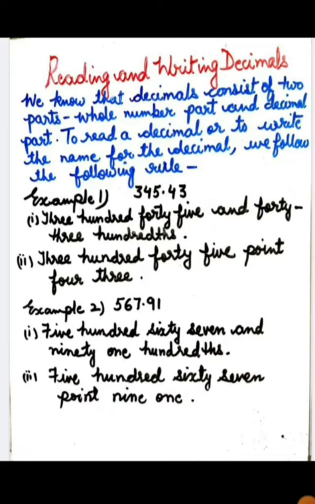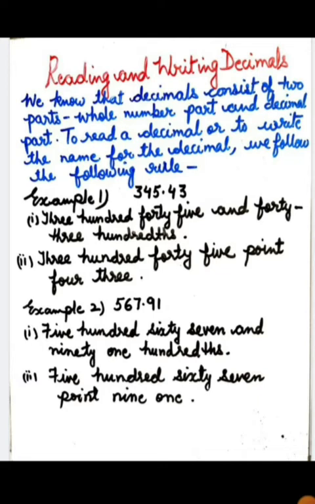Now according to the second method, we will write the first part the same as according to the place value, that is 345. Then we will write 'point' and the digits on the right side will be written separately as 4, 3. So the name will be 345 point 4 3. Now let us do the second example. The given number is 567.91. According to the first method, we will write 567 and 91 hundredths.